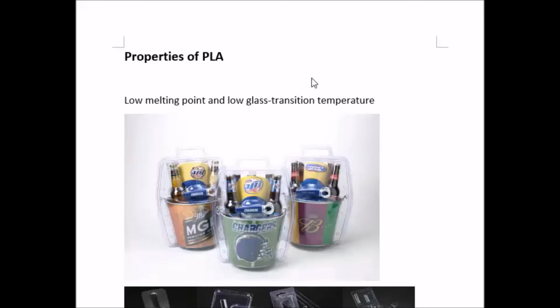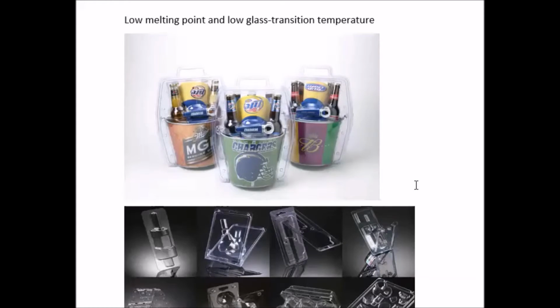So there's two main properties of polylactic acid. The first is that it has a low melting point and a low glass transition temperature. And the glass transition temperature is basically just the temperature at which plastic goes from a hard glassy material into a soft rubbery one. This means that PLA can be used for thermoforming packaging and heat sealing.